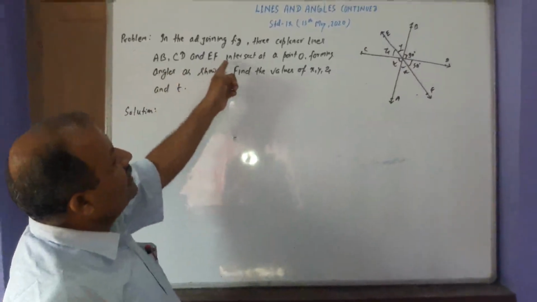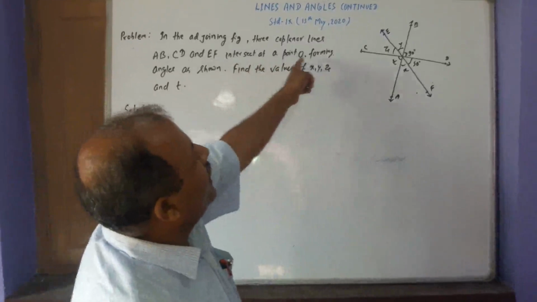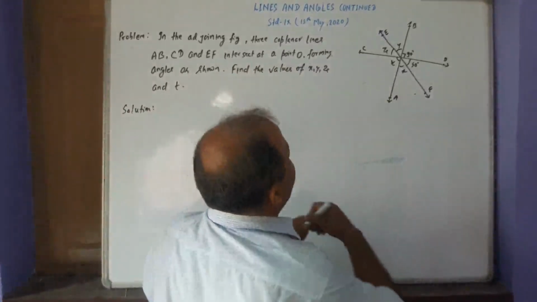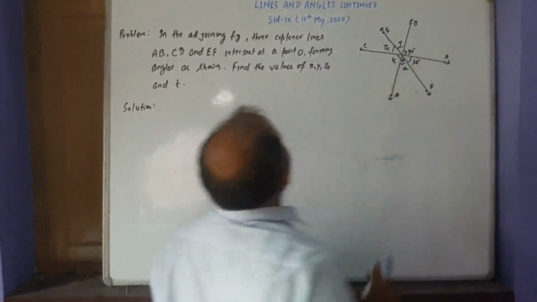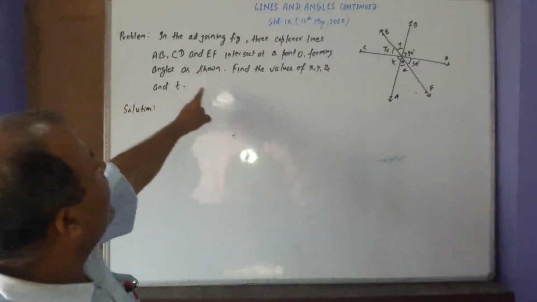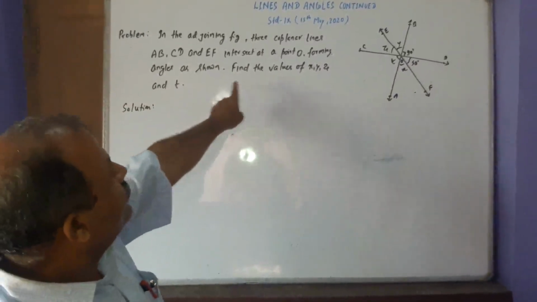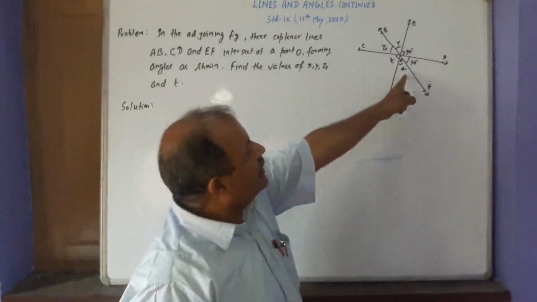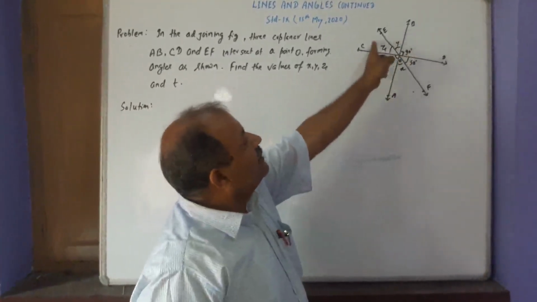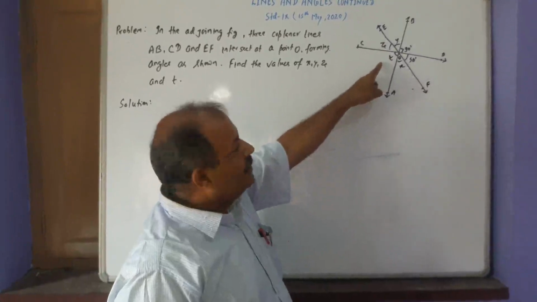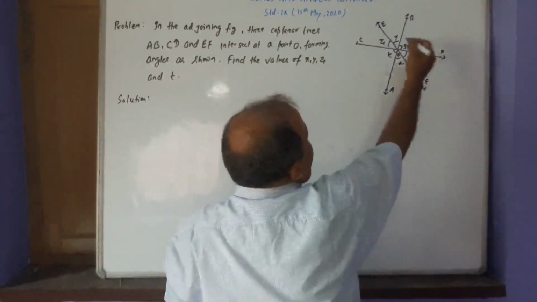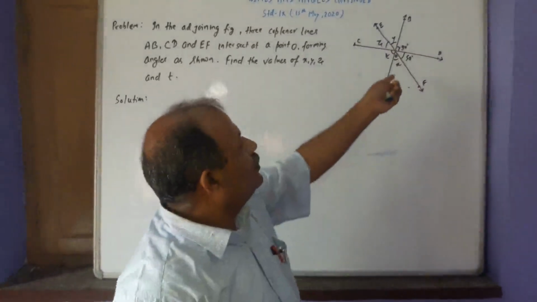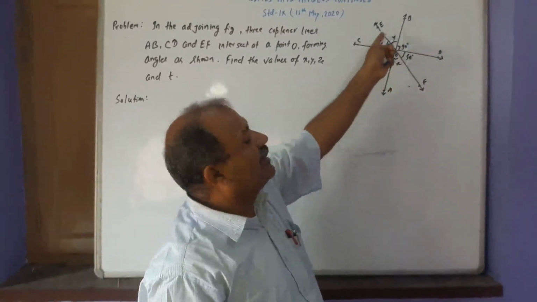AB, CD and EF intersect at a point O. All these are intersecting at point O, forming angles as shown. Find the values of X, Y, Z and T. We have been given some of the angles and using them we have to find the values for X, T, Z and Y.